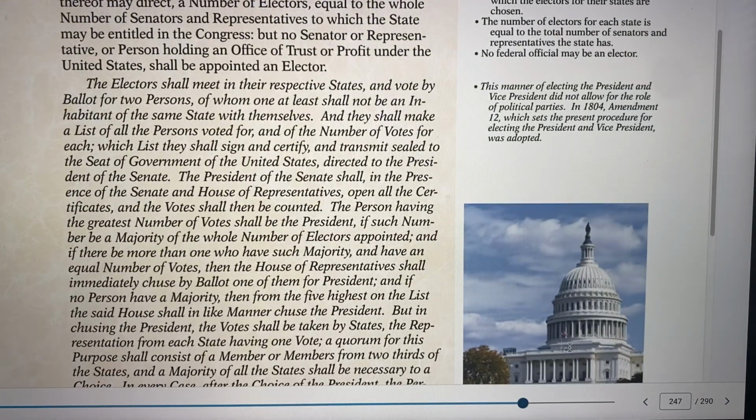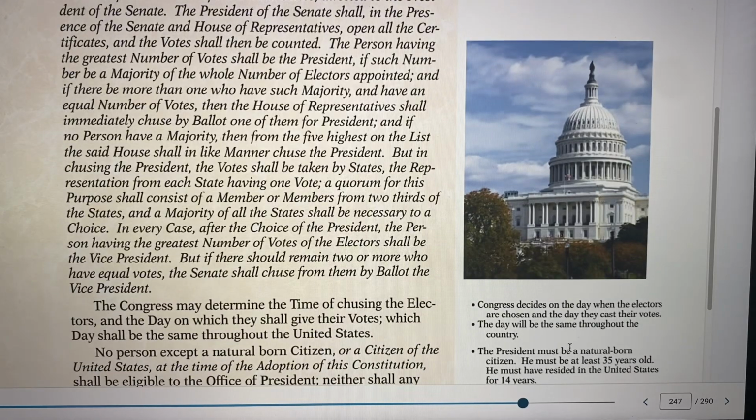This manner of electing the president and vice president did not allow for the role of political parties. In 1804, Amendment 12, which states the present procedure for electing president and vice president, was adopted. So now it has a lot to do with political parties. Back then they didn't. So now electors, let's just say 100%, represent their political party today, either Democratic or Republican.